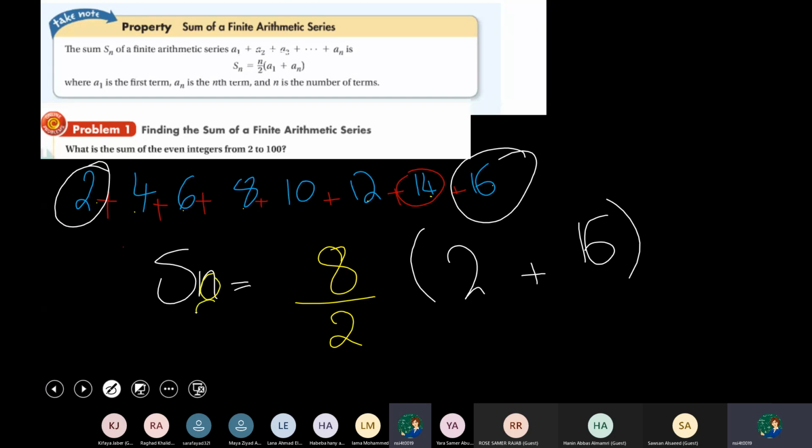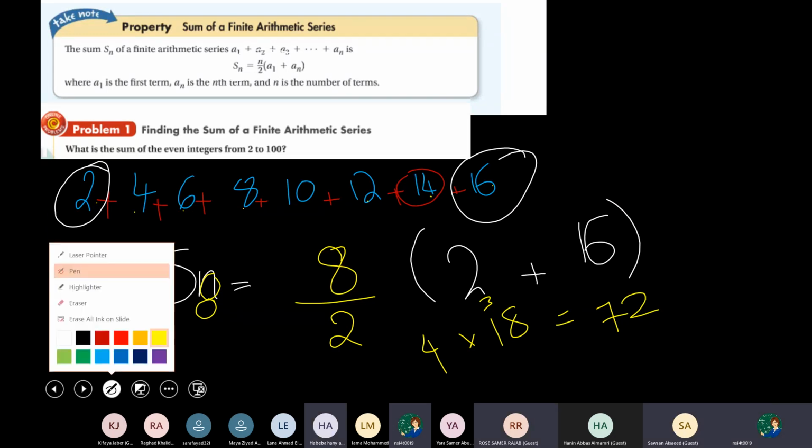And here, instead of n, I will write S of 8. What does it mean? That means you find all 8 terms. 2 plus 16 is 18. 18 times 4. 4 times 8 is 32. 4 times 1 is 4 plus 3, 7. So the answer is 72. Wow. It is very easy for me to find the summation using this formula instead of adding all of these terms. Is it right? Yes, it's way easier.